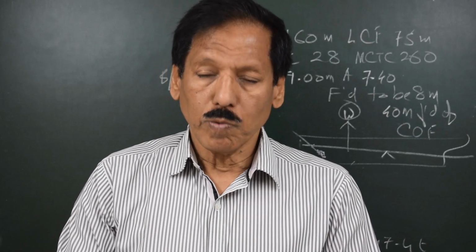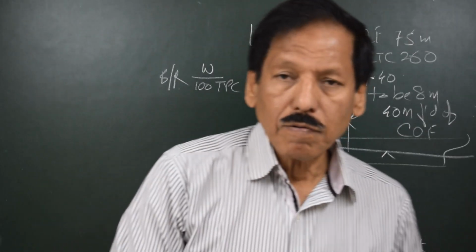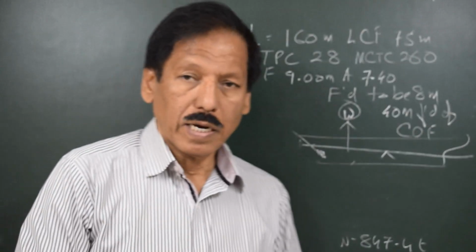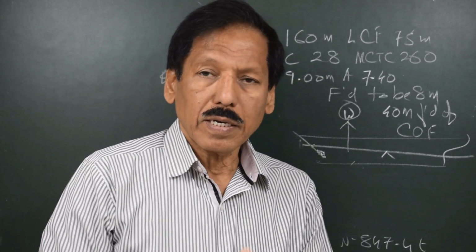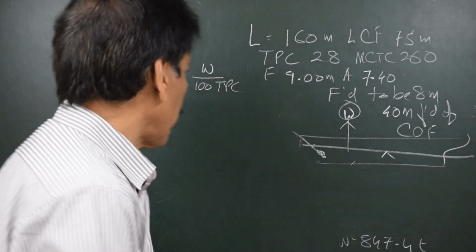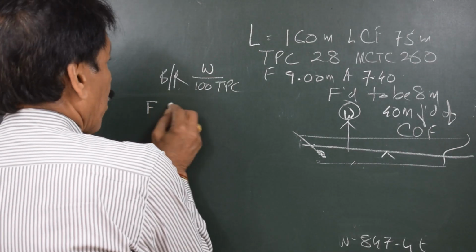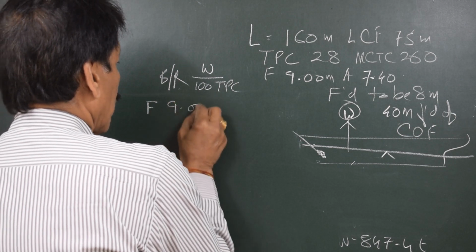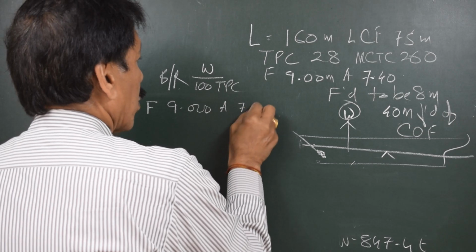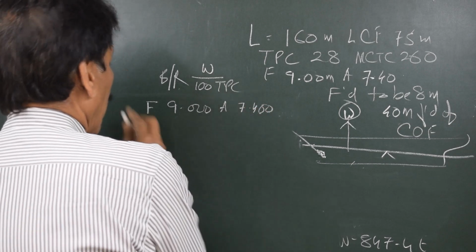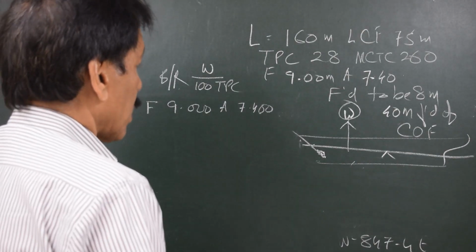We can also find out what the aft draft is. In fact, we can find out the final fore and aft draft. For that, I advise the students to go for a standard procedure, which I call the standard trim format. We start with the forward draft. We start with the initial drafts. Forward 9.000, aft 7.400.